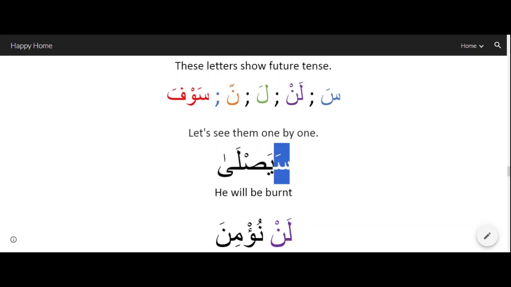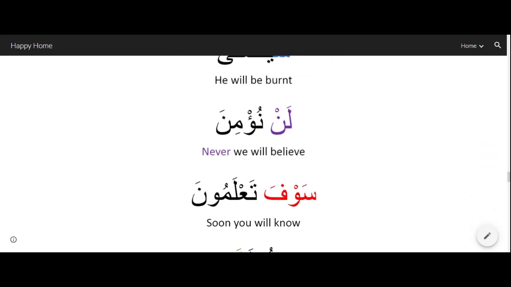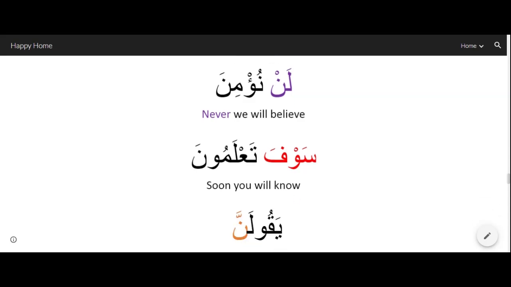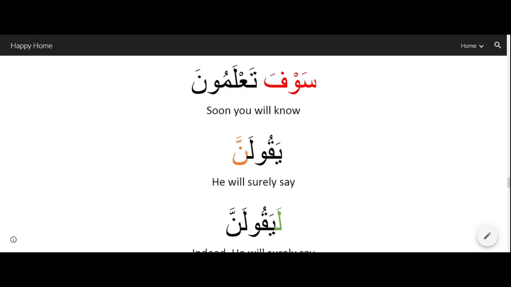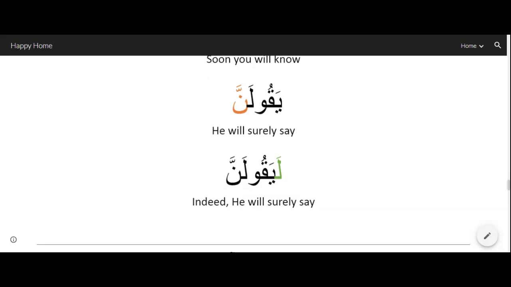Let us see the first one. Sa yusla. So this word makes it a future tense. "He will be burnt." Lan shows "never." "Never will we believe." Again, this word makes it into a future tense. Sawfa ta'lamun. "Soon you will know." The ending noon, or the start la and noon. "Indeed, he will surely say."